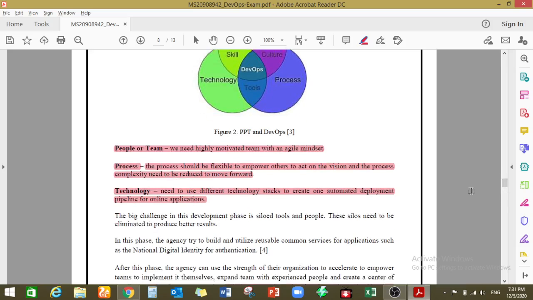For people or team, we need a highly motivated team with an agile mindset. The process should be flexible to empower others to act on the vision, and the process complexity needs to be reduced to move forward. In the technology, we need to use different technology stacks to create one automated deployment pipeline for online applications. Here the big challenge is siloed tools and people. These silos need to be eliminated to produce better results.